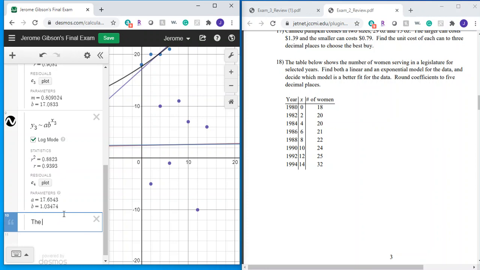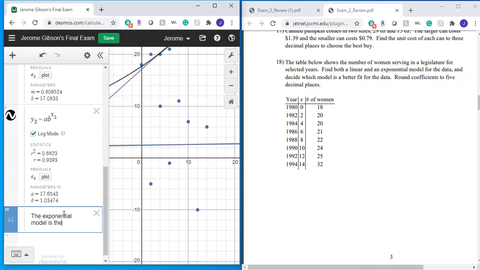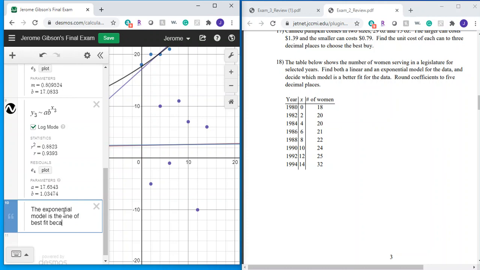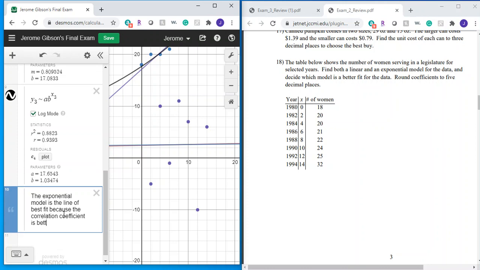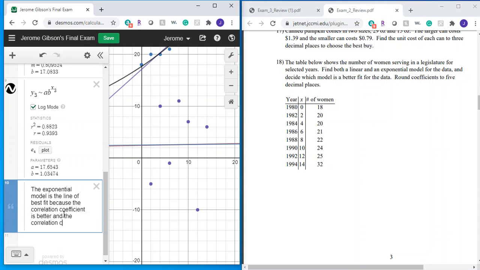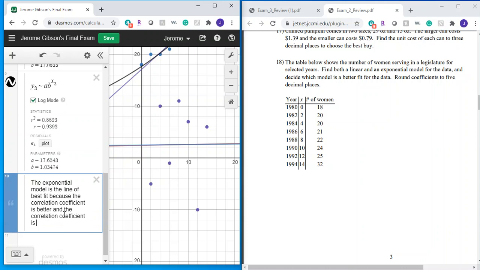So we would say that the exponential model is the line of best fit because the correlation coefficient is better, and the correlation coefficient is, and we will put down R is equal to 0.9393.